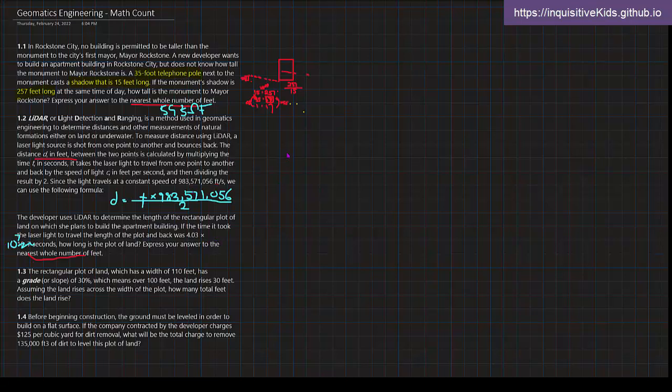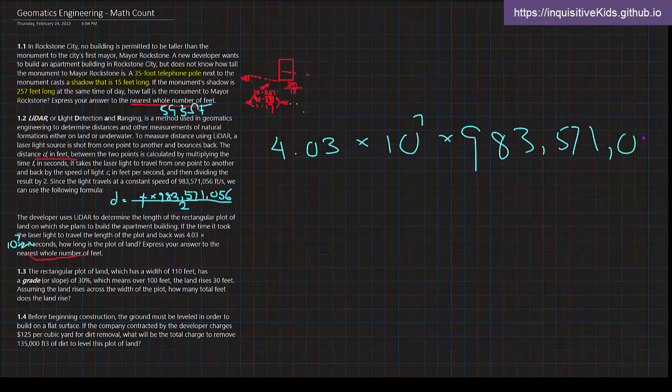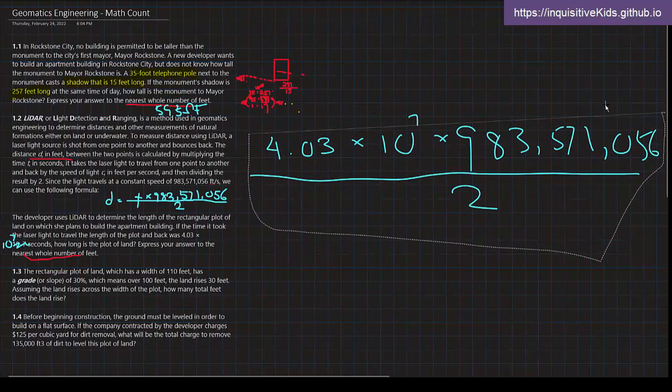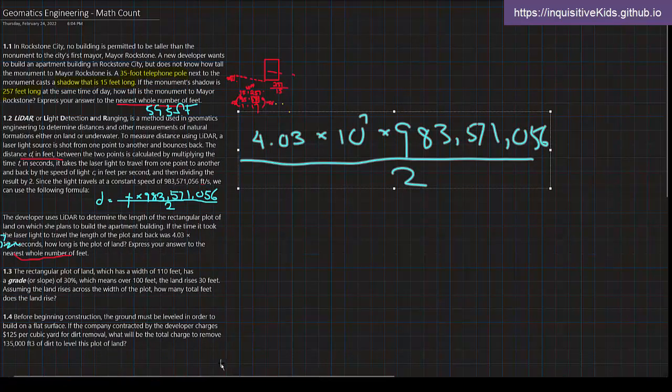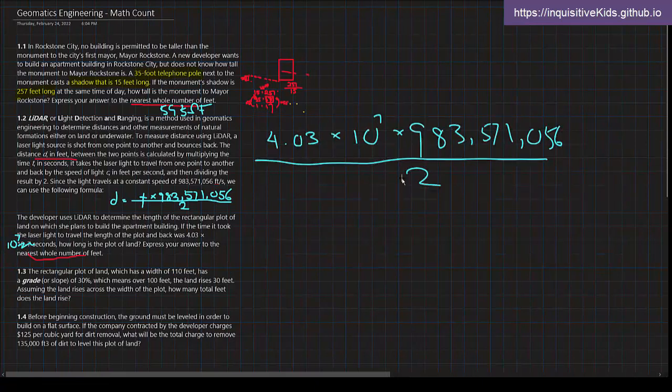So let me rewrite the equation. We have 4.03 times 10 to the 7th power times 983,571,056. And we divide that whole thing by 2. Okay, maybe I'm going to make it a little bit smaller. So this is what we have right now as our equation.